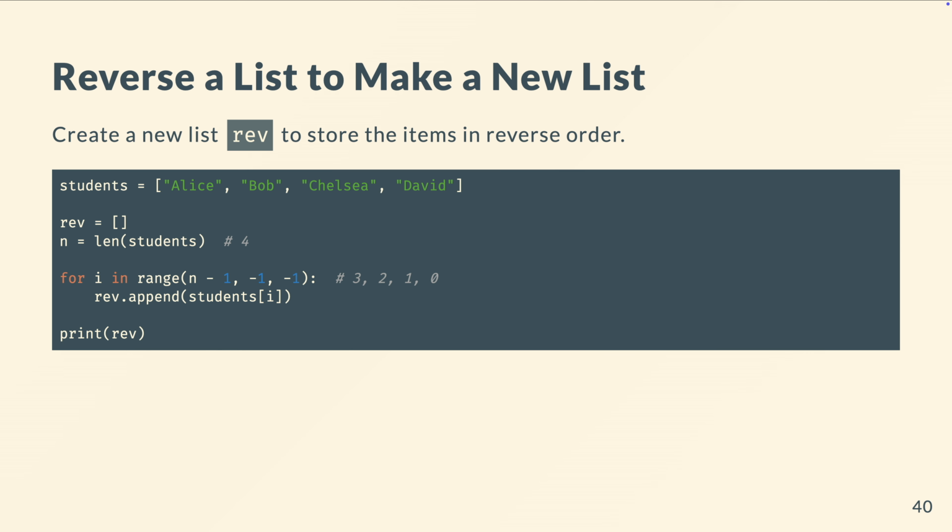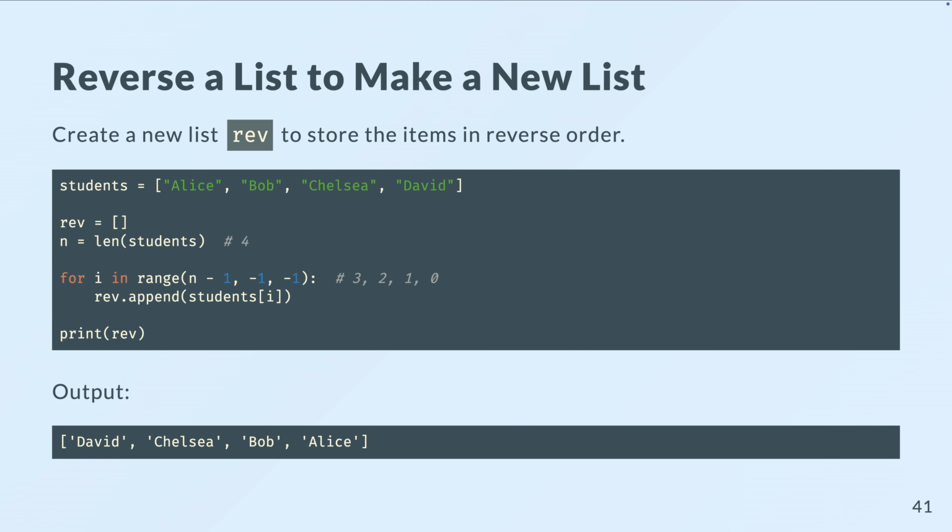Printing backward is useful, but sometimes we want a new reversed list we can save. In the Python code, students is the input list containing Alice, Bob, Chelsea, David. rev is the new list for storing the reversed items. It starts empty. Let n be the length of the list. We loop i from 3 down to 0. Inside the loop, each time we append an item at index i into rev. Finally, print list rev. Let's check the output. The new list, rev, becomes David, Chelsea, Bob, Alice. So the output is a list with those names in that order.